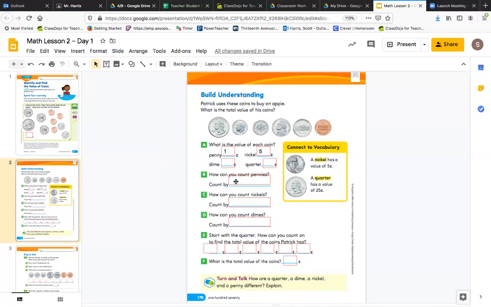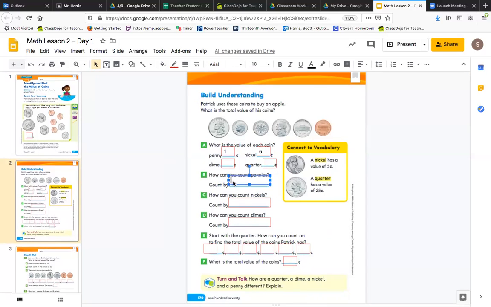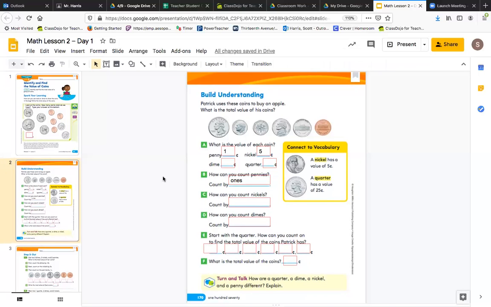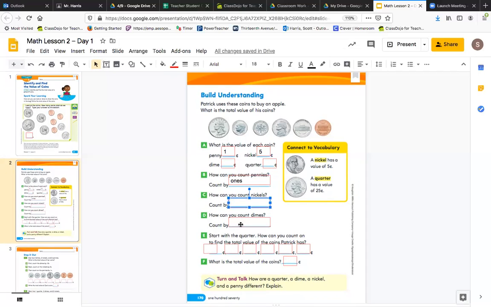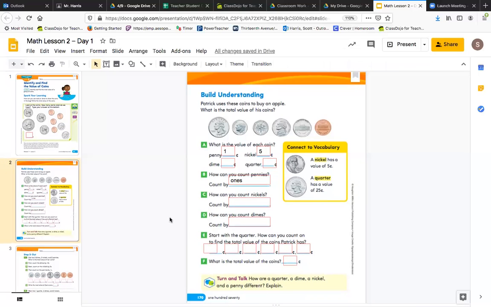How can you count pennies? Well, that's the easiest one. We count pennies by they're each worth how much? We wrote it already here, 1. So we count pennies by ones. 1, 2, 3, 4. How about dimes? How about nickels though? How do you count nickels? Type in your answer here. And your next question, how do you count by dimes? I'm not going to do everything. I just want you to work and show me what you know.